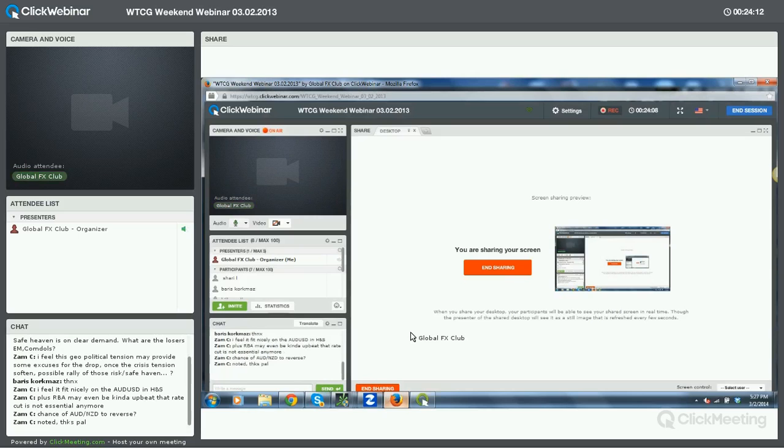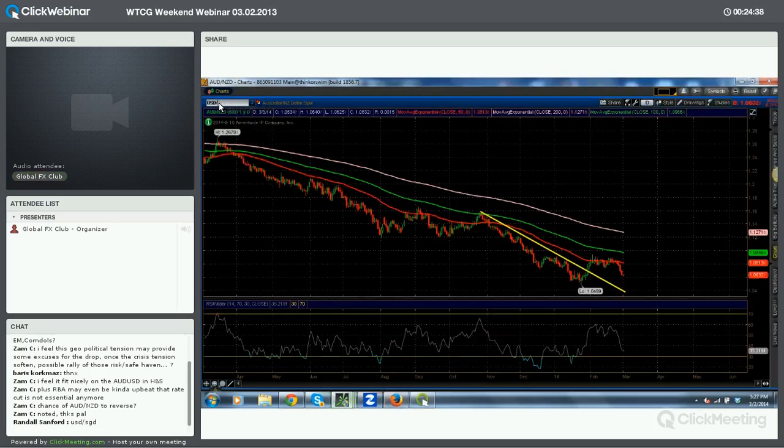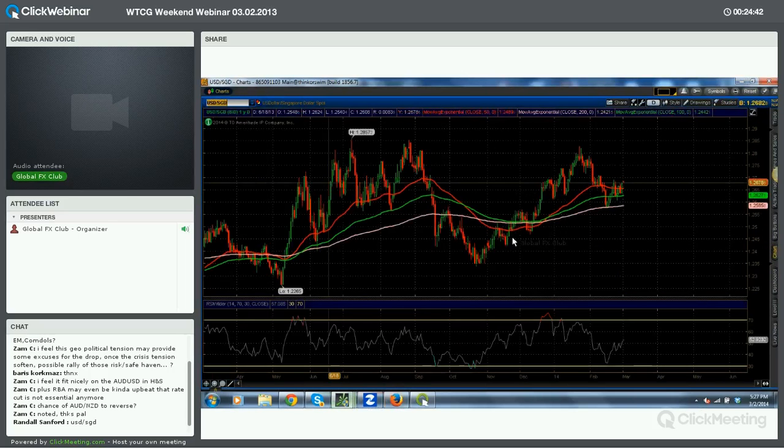All right, other questions, requests for pairs. Yeah, all right, let's do that. I have another pair that I haven't looked at in a while. Okay, so US dollar, Singapore dollar.